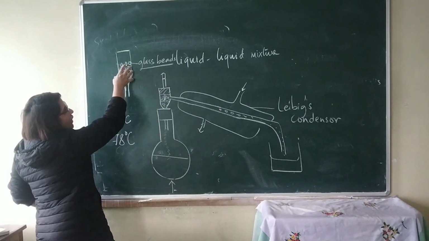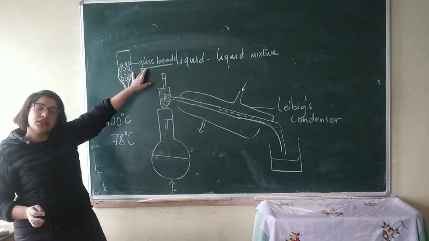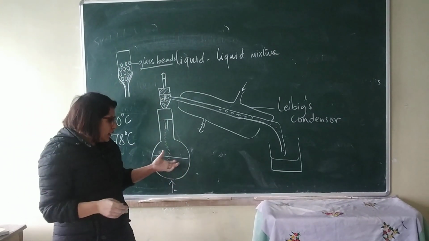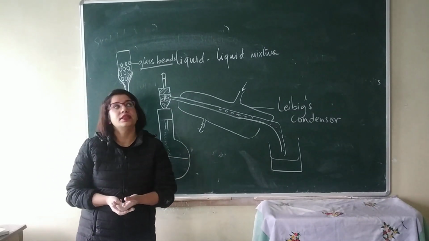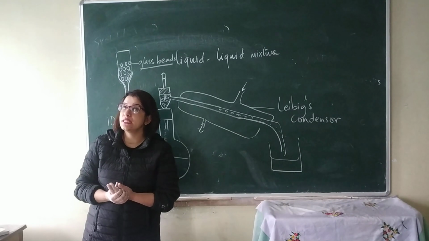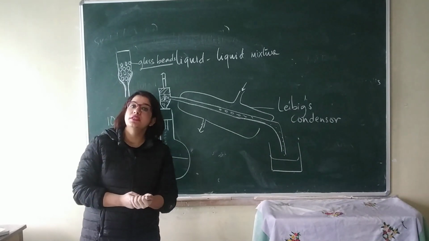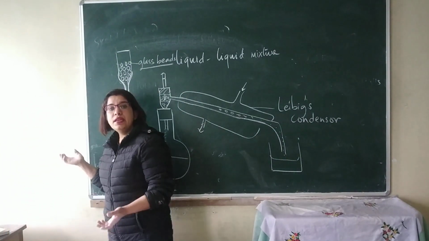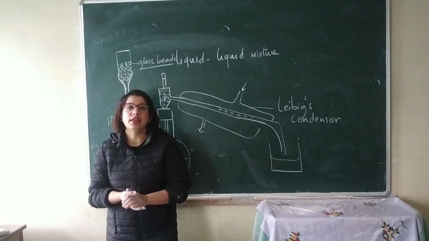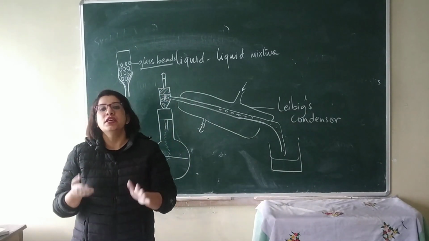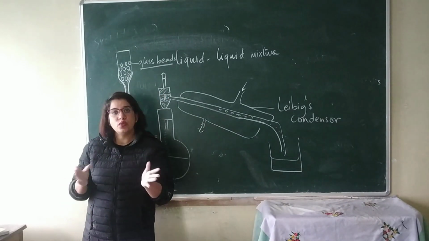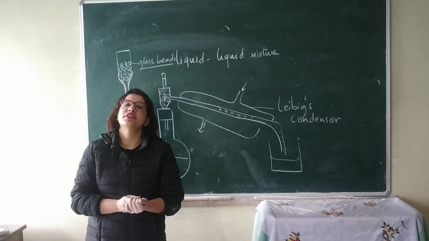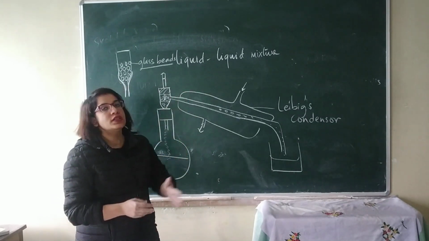The main thing here is this fractional column, which is made up of glass beads, which helps in separating the vapor. The main principle behind fractional distillation is separation by difference in boiling point. See, here 78 degrees Celsius, here 100 degrees Celsius. So the main thing here is the difference in their boiling points. I hope you all understood separation of liquids. If two liquids are immiscible, we use a separating funnel, and if they are miscible, we go by the fractional distillation method.